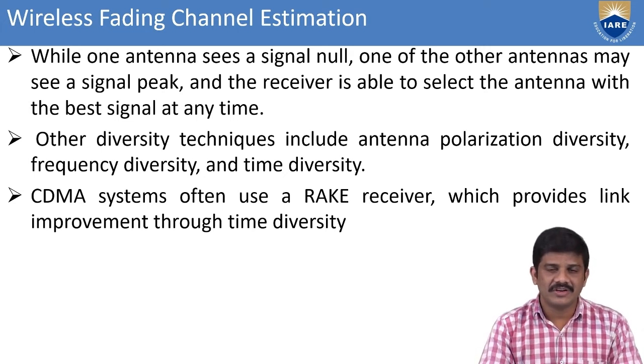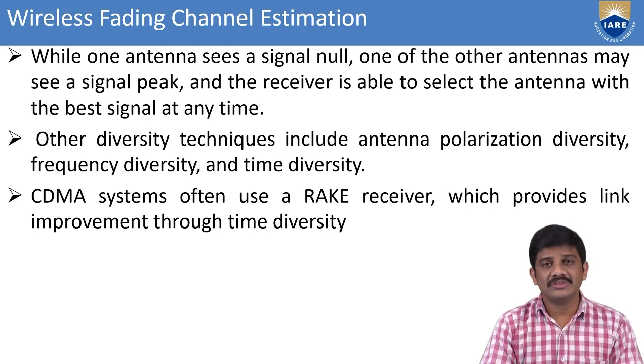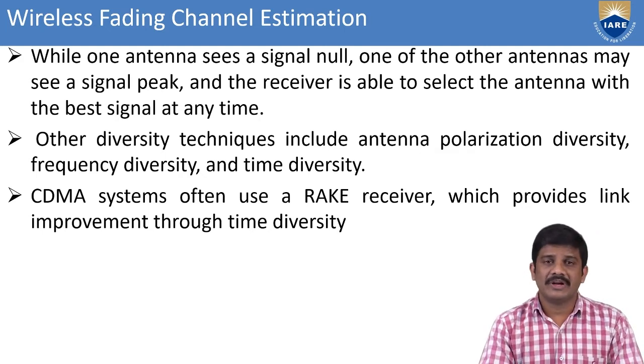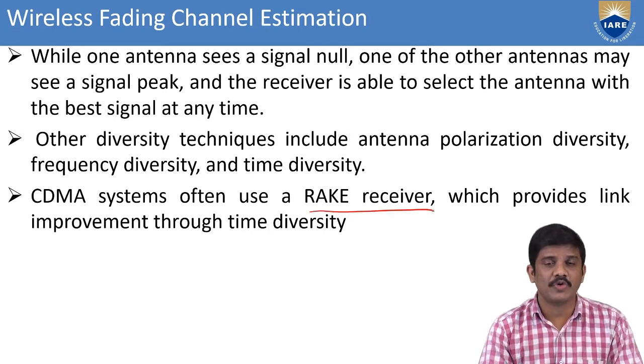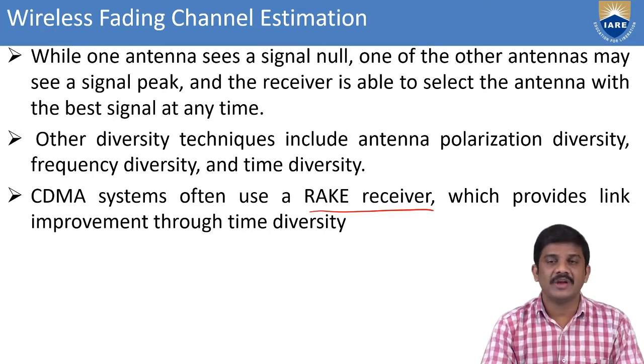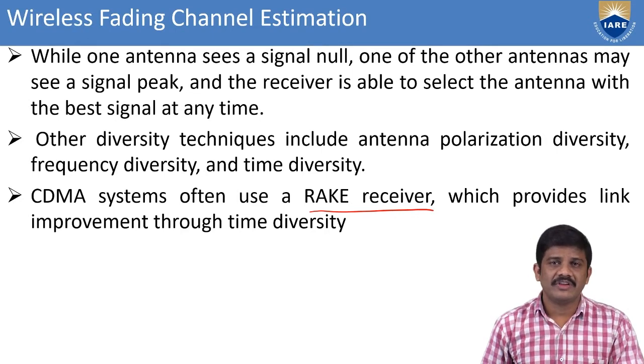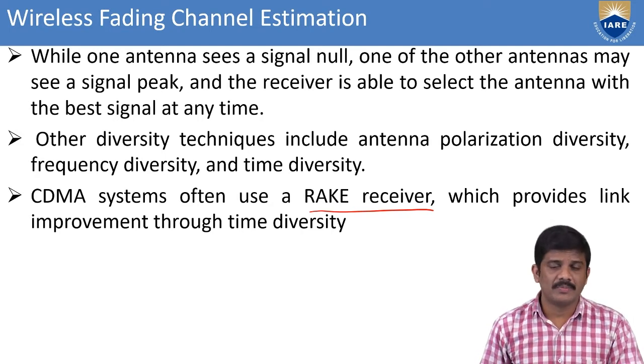Other diversity techniques include antenna polarization diversity, frequency diversity and time diversity, but the one we most commonly use is spatial diversity. Coming to CDMA, code division multiple access systems often use a rake receiver, which provides a link improvement through time diversity.